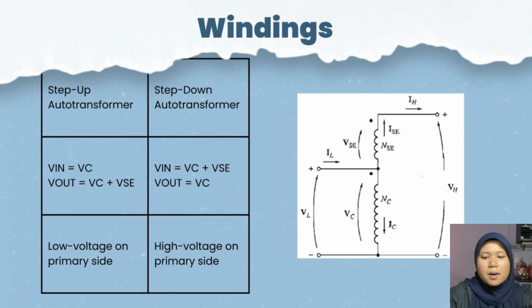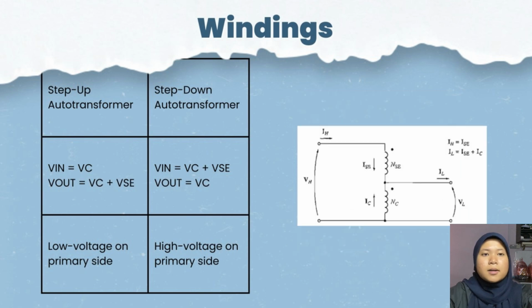low voltage side, we have low voltage and low current. At the step-up transformer, Vin is equal to common voltage, Vout is equal to common voltage plus series voltage. Low voltage is on the primary side. For the step-down transformer, Vin is equal to common voltage plus series voltage and Vout is equal to common voltage. For the step-down, high voltage is on the primary side.